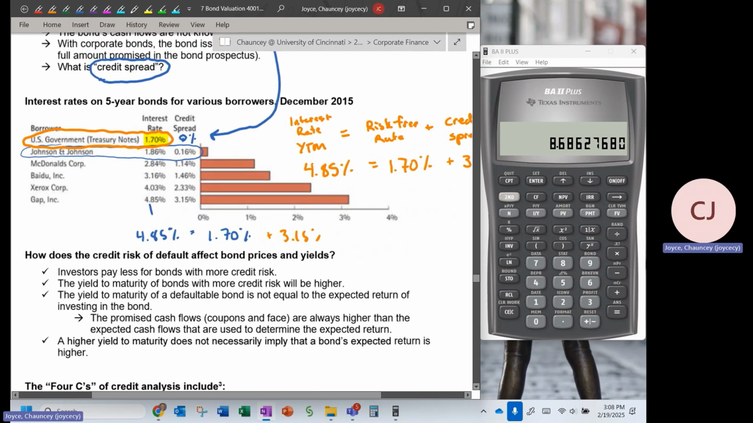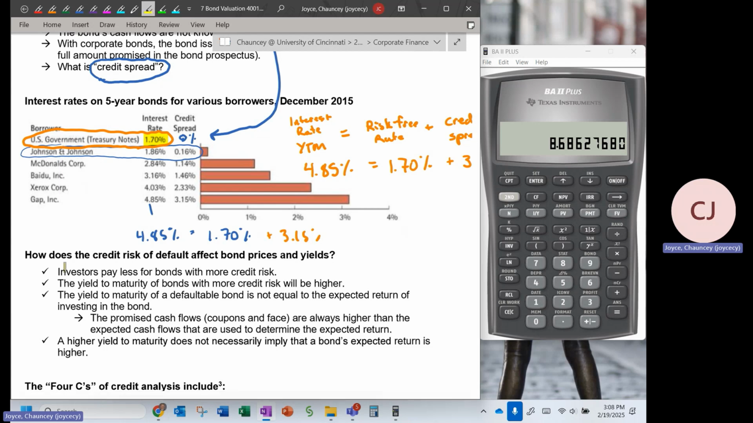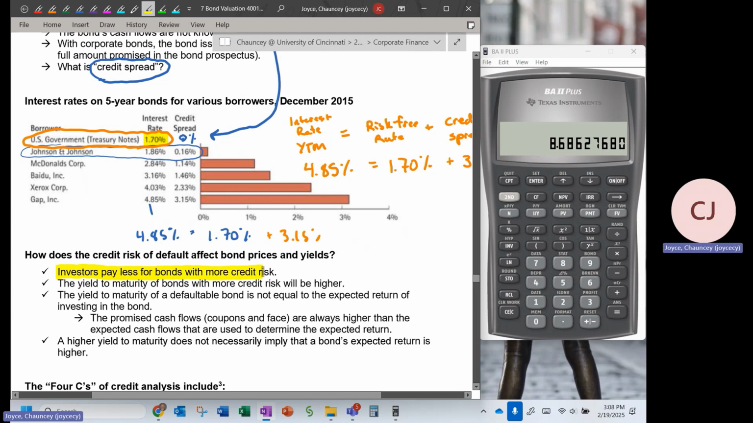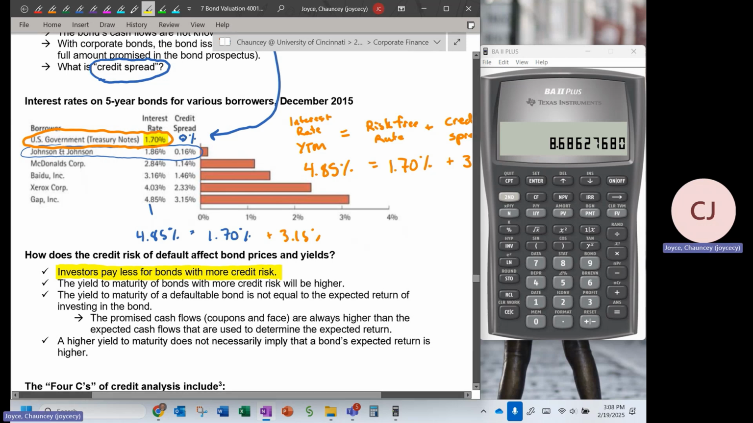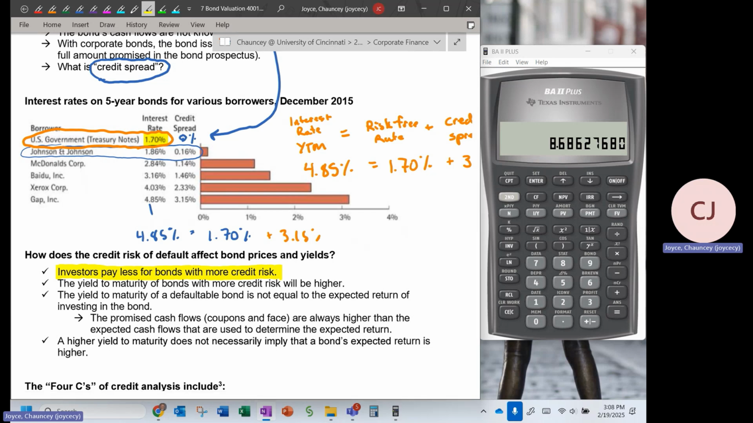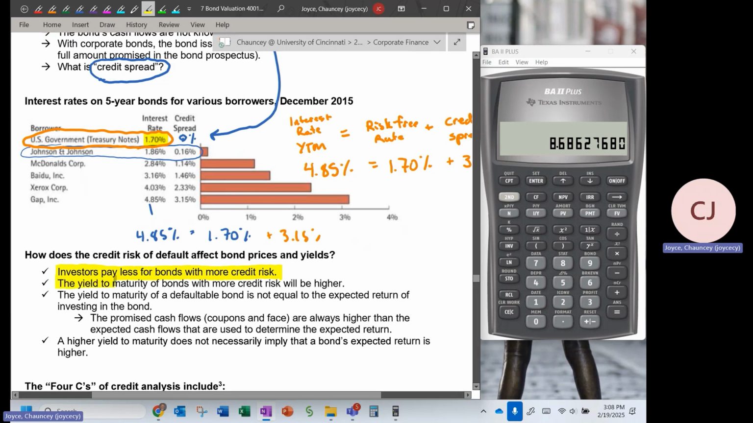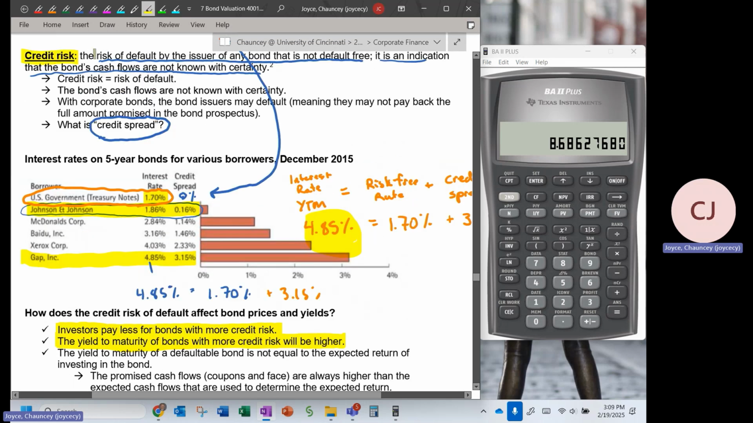All right, so how does the credit risk of default affect bond prices and yields? And these are some important relationships, so I checked them off for you. Let's read them together. Investors will pay less for bonds with more credit risk. And the way to think of that is you have to offer a higher expected return for bonds with more risk. That means they pay less for a bond with risk. That's synonymous. So paying a lower price means it has a higher expected return. So the yield to maturity of bonds with more credit risk will be higher, right? That's compensation to the investor for bearing credit risk. The yield to maturity on Gap is higher than the yield to maturity on Johnson and Johnson. It's because it's a riskier bond. It has a higher chance of credit risk or risk of default, you could think.